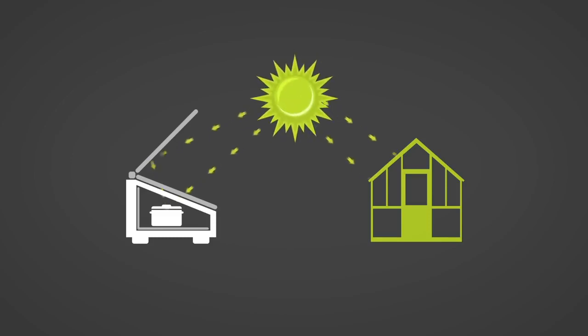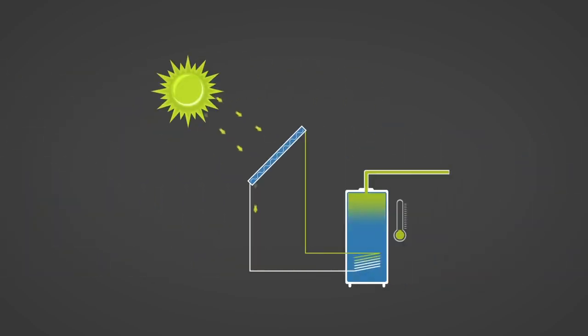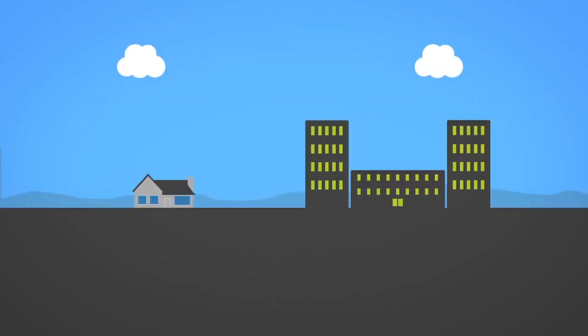Passive systems are more basic and have no moving parts. They simply rely on design features to enhance our ability to capture and use the sun's rays, like a greenhouse or a solar oven. Active systems have mechanical components like fans or pumps to circulate heat-carrying fluids. These systems can be used for residential or commercial heating.